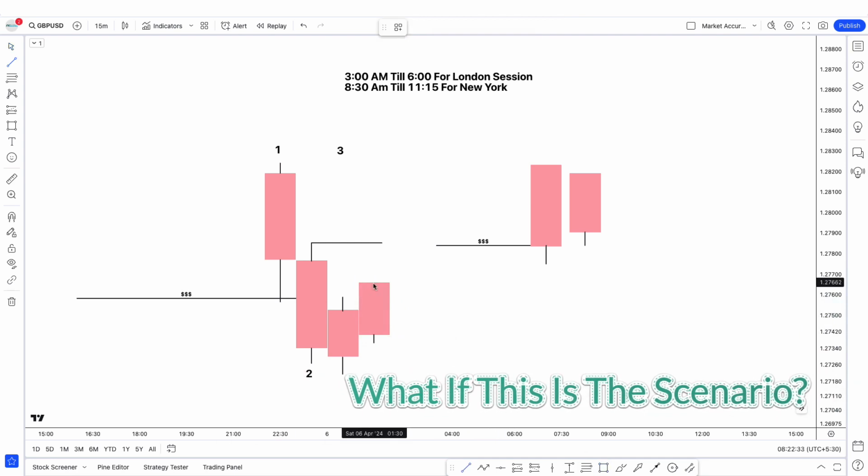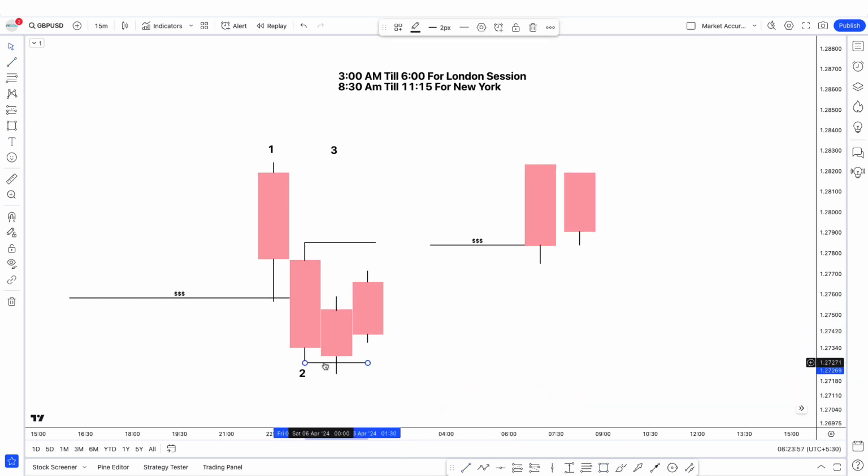So what if this is the scenario? The first candle sweeps liquidity, the second candle. We want to see the third candle not break the low here. But the third candle breaks this low right here, and then you have, again, the 3-candle pattern. However, the liquidity is right here. I do not want to see this happening.